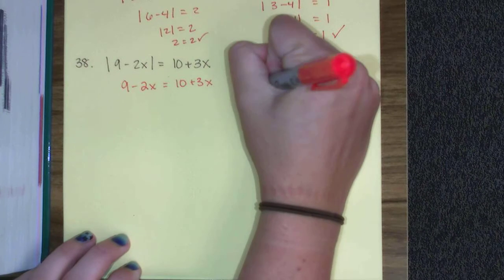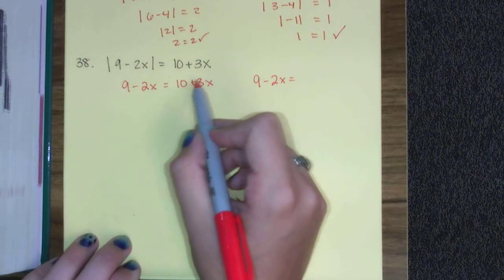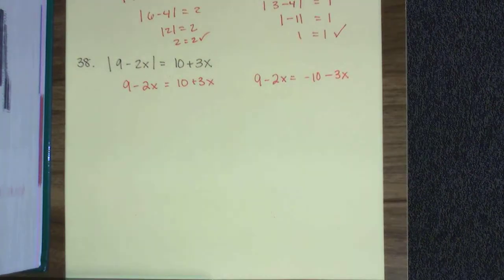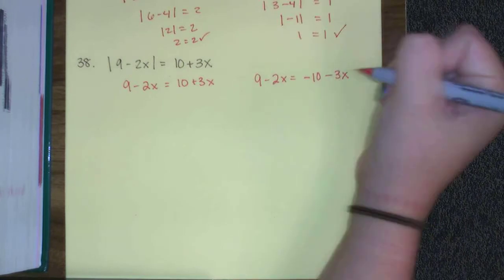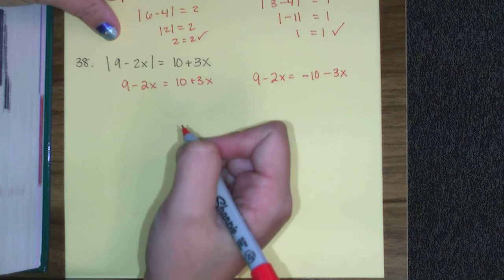The other one would be 9 minus 2x is equal to, we're going to have to put the negative on both things, so I'm just going to go ahead and show it like that. Okay, or the negative outside of a parentheses would work too. No, you can just do it like I'm doing it. All right, so somebody solve this left one for me. Talk me through what to do.